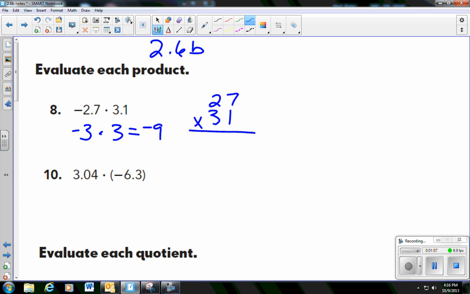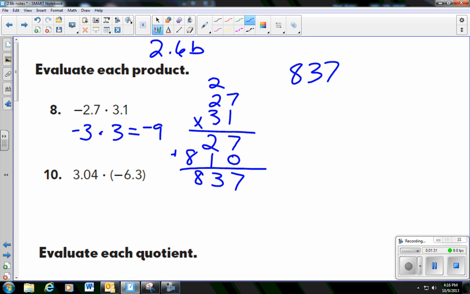So 1 times 7 is 7. 1 times 2 is 2. Bring down your 0. 3 times 7 is 21. Carry the 2. 3 times 2 is 6, plus the 2 is 8. So you get these two numbers, which we add together. And we get 7, 3, and 8. So we get 837. Now, obviously, we know that our answer is not 837 because our estimate said our answer should be somewhere around negative 9. And again, I've ignored the negative signs for right now as well.